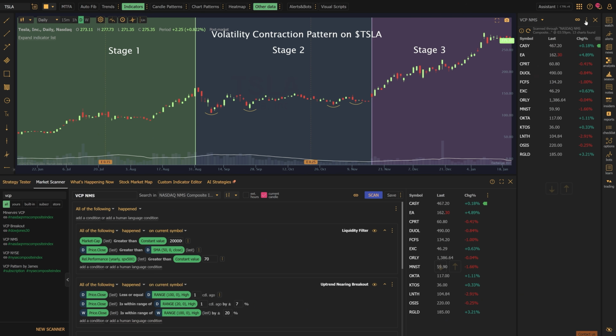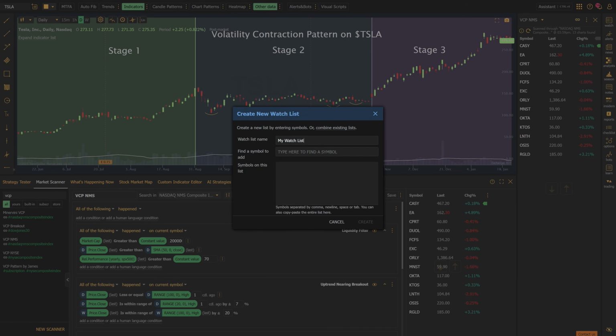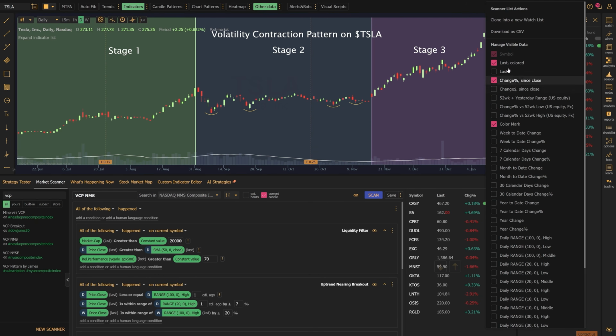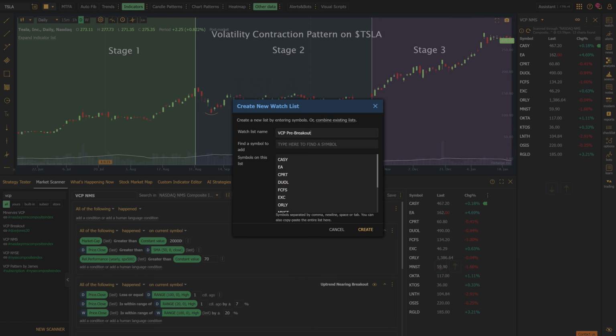So start by creating a new watch list and name it anything you want. I'm going to call it VCP pre-breakout. From there, you can add your scan results manually, or you can click the 3 dots from the scan menu and clone all of them into a new watch list.